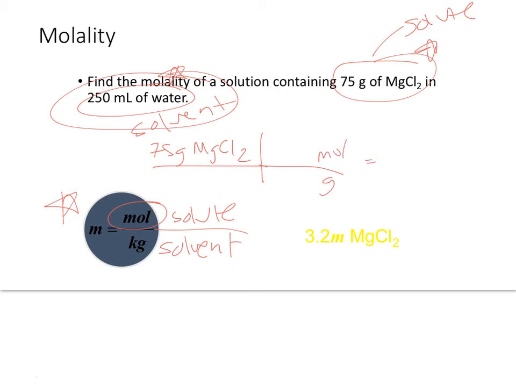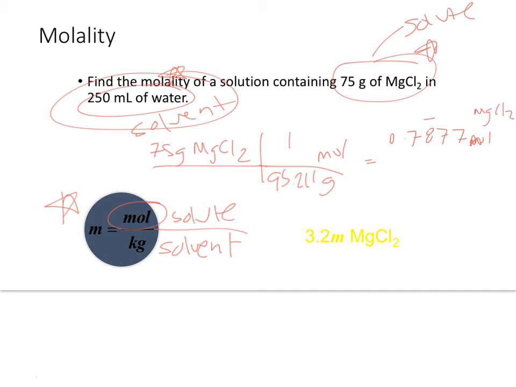Okay, and so we get our molar mass, 95.211 per 1 mole, and this is going to give us our moles of MgCl2. That is equal to 0.7877. It's going to end up having 2 sig figs, but we'll address that later. So this is moles of MgCl2.